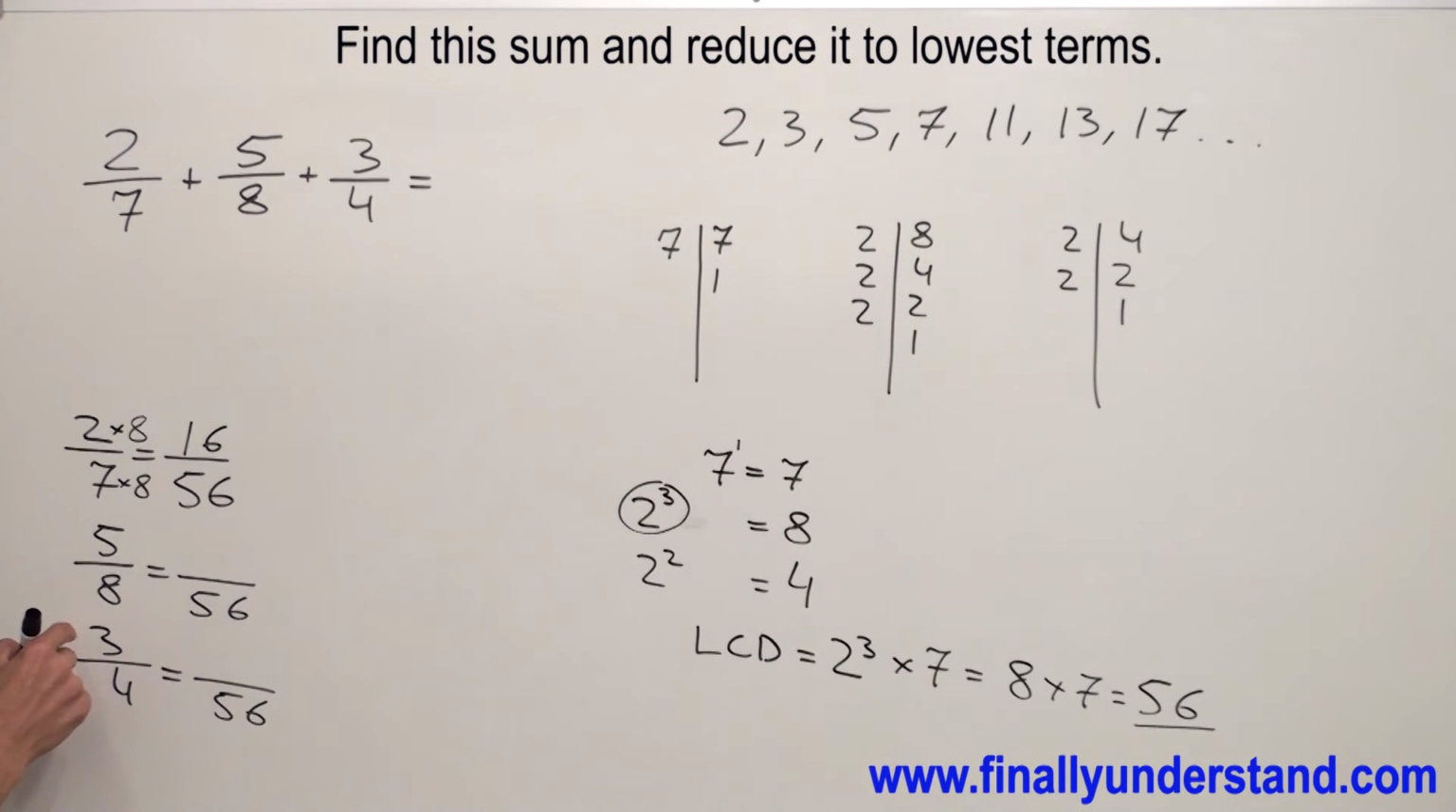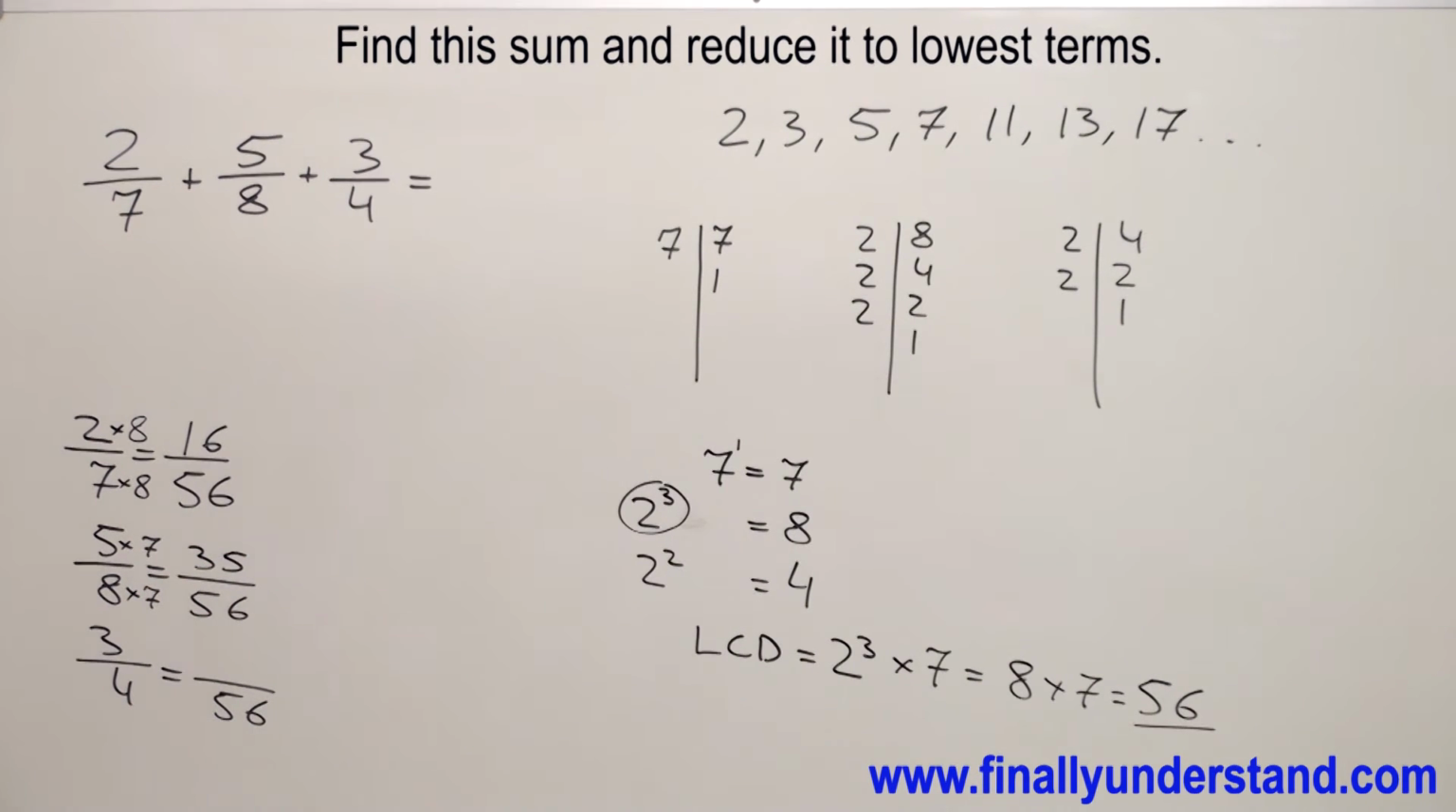By what number do I have to multiply 8 to get 56? I have to multiply by 7. 8 times 7 is 56. Whatever I did in the denominator, I have to do also in the numerator. 5 times 7 is equal to 35.